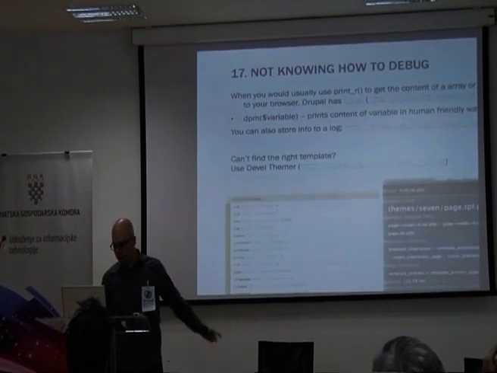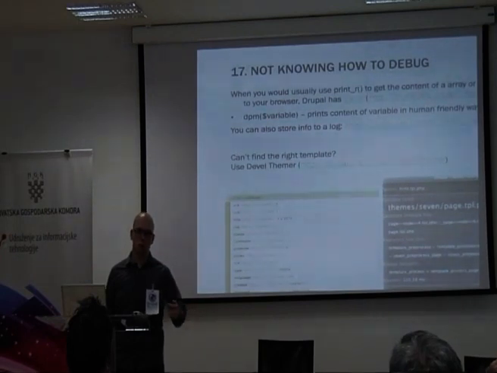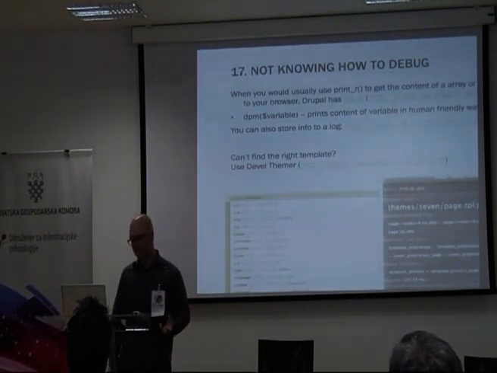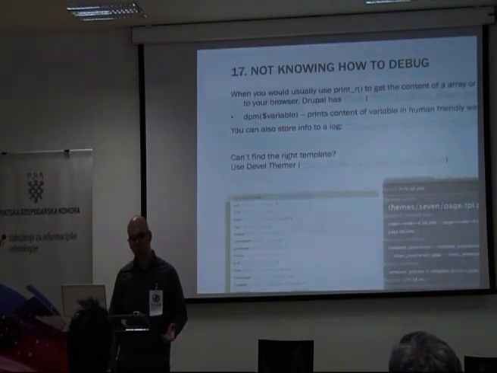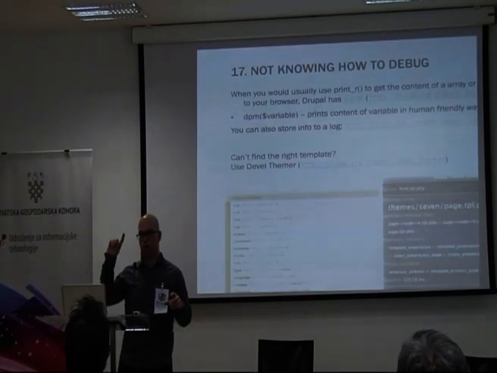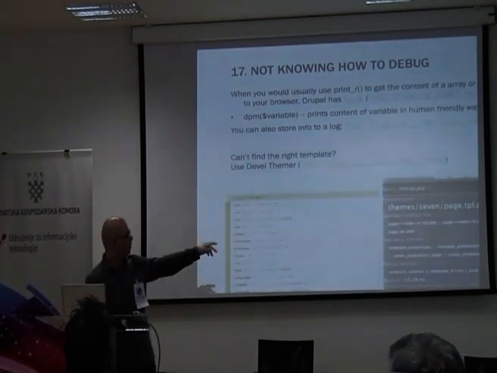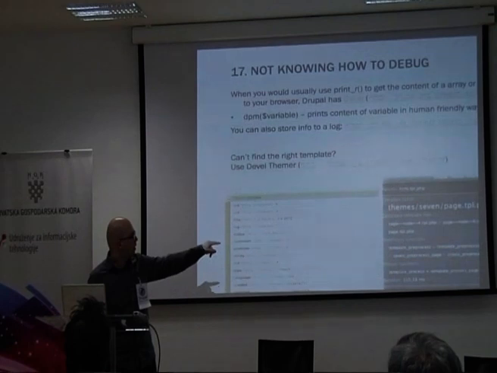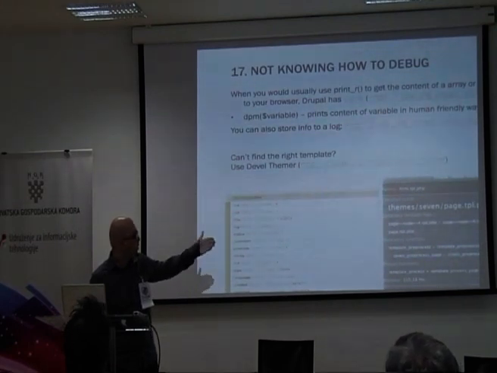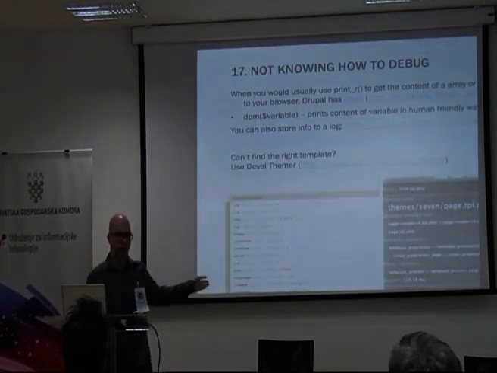Another very good case is, for example, you want to override a template, but you don't even know what that template is. You can use Devel Themer, which gives you a very good user interface where you can just click on an element and it will show you what kind of template file that is. In this example, you can see that I click on a page and it shows me the candidates and the theme functions. This is really great for the beginner before you get to understand how the system works.